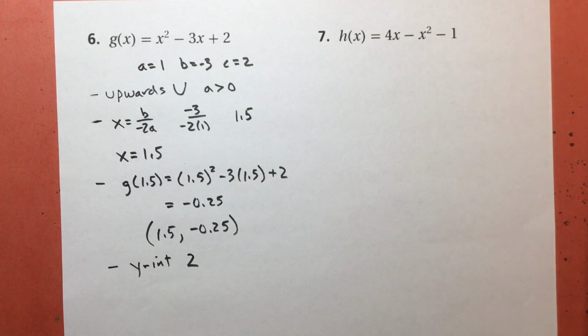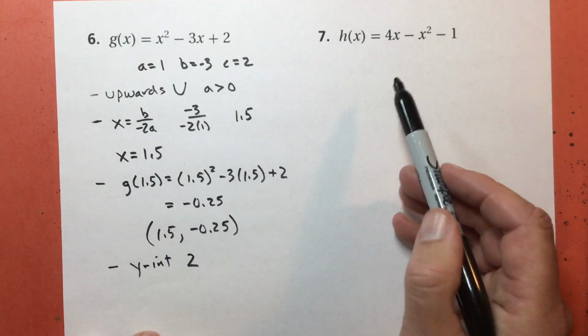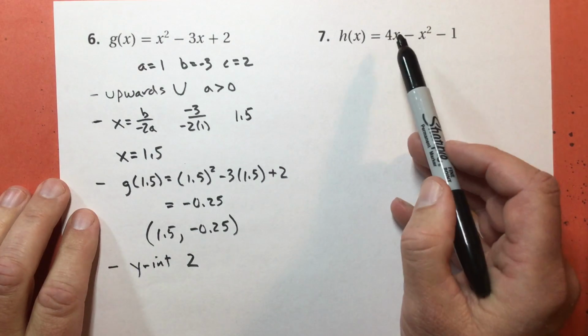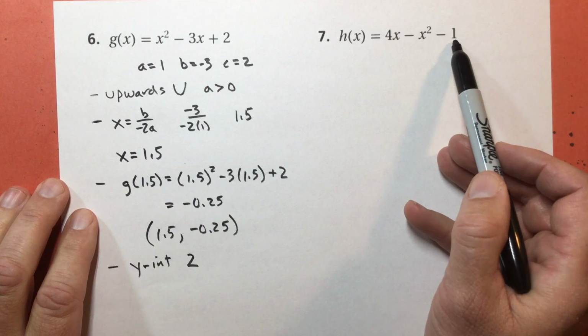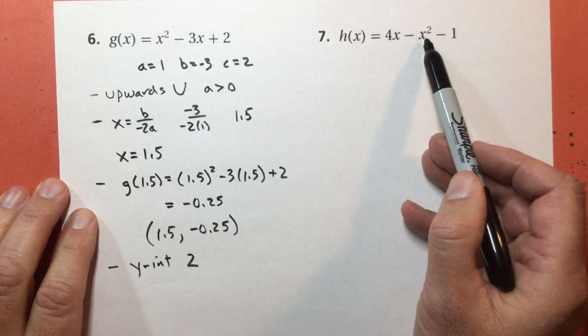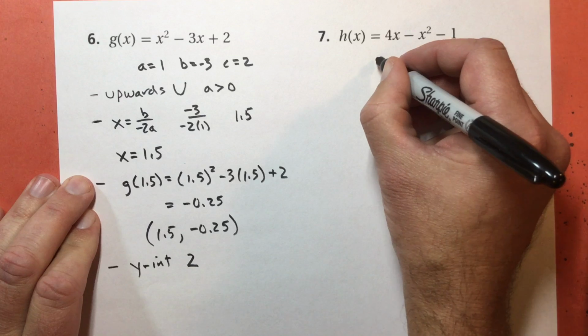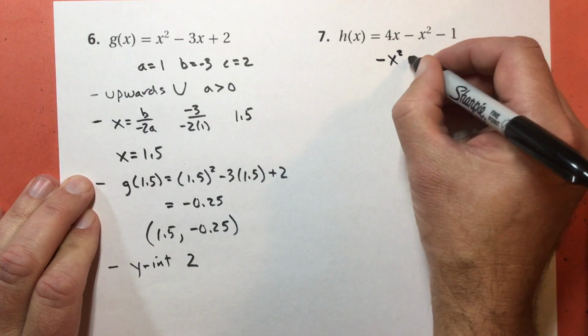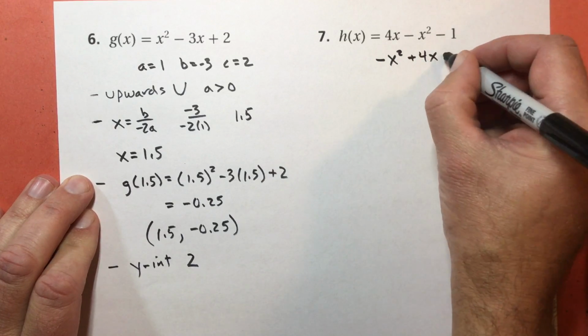Number 7. I don't like that they do this. I'm sorry. I won't do it for the problems that I write. They don't give it to you in standard form. They trick you, okay? You want to say a equals 4, b equals -1, c equals -1, but that's not right. See the x squared? You have to rearrange it. This is actually -x squared plus 4x subtract 1.